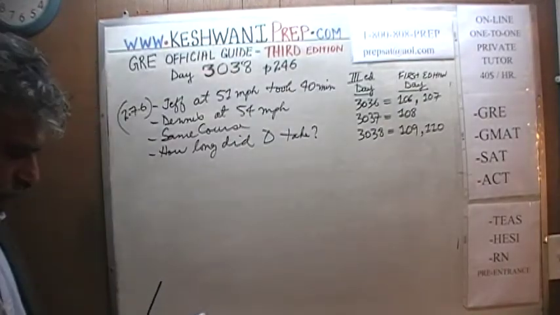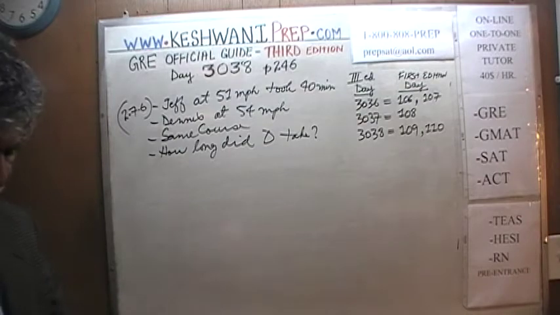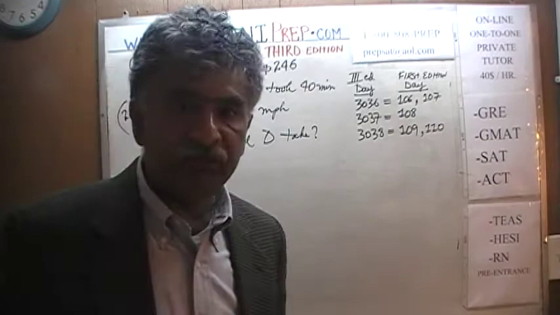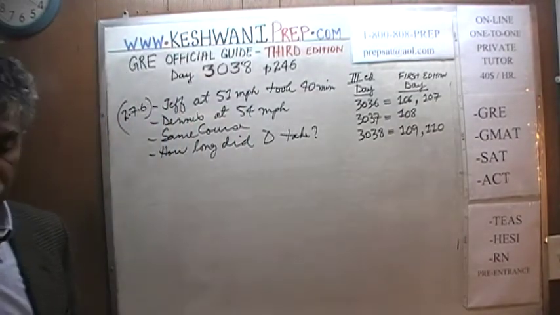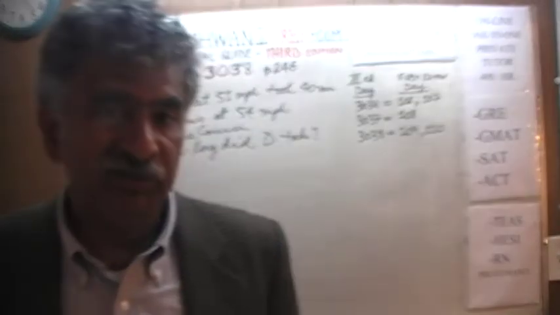So here we go. Let's first take care of Jeff. We know how fast he is going. We know he's going at 51 miles per hour. We also know that it took him 40 minutes to finish the course.